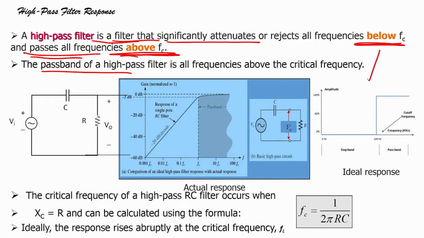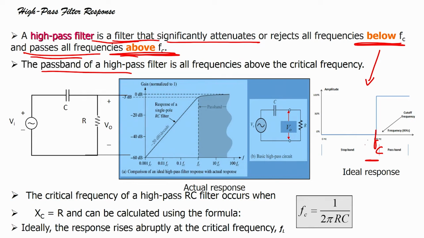If you see this particular plot, what we find is that it will allow frequencies which are above the critical frequency. In the last module we saw the low pass filter, where the band of frequencies below the critical frequency was allowed to pass, while in case of the high pass filter the band of frequencies above the critical frequency is allowed to pass, right.